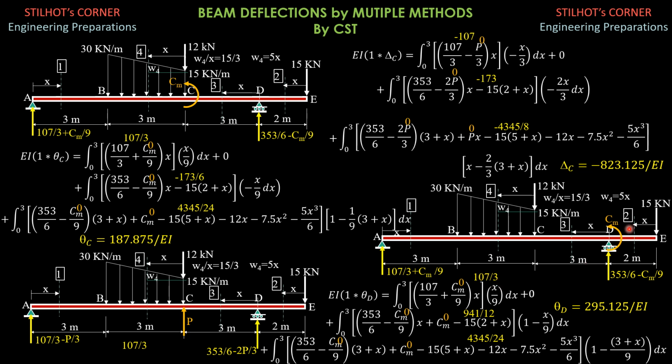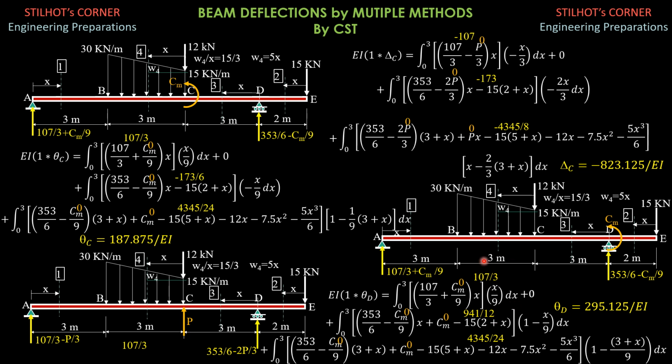At section 2, it is still 0. At section 3, we have integral 0 to 3 of quantity 353 over 6 minus C sub m over 9 times x, then plus C sub m, then minus 15 times 2 plus x. The derivative of this moment equation with respect to C sub m is 1 minus x over 9 dx. Setting C sub m 0 prior to integration and integrating, it is 941 over 12.